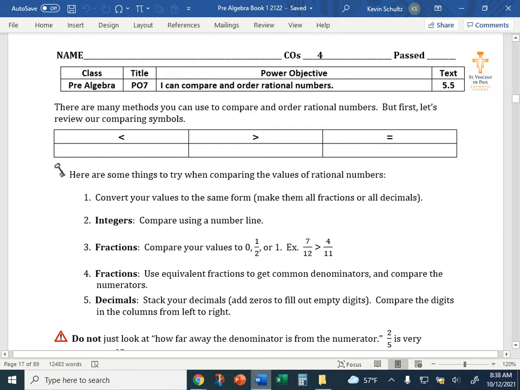One good day, pre-algebra. Starting Unit 2 with PO7, comparing and ordering rational numbers. Now in Unit 1, we talked about what rational numbers are. They are whole numbers, integers, decimals, fractions. We're taking a look at these values and ordering them, okay?